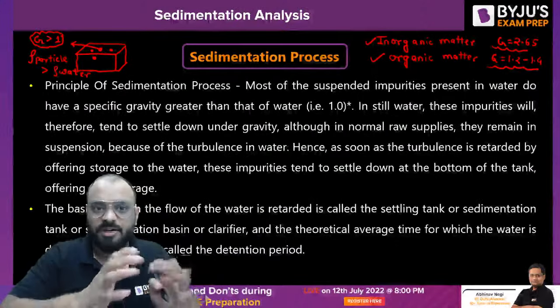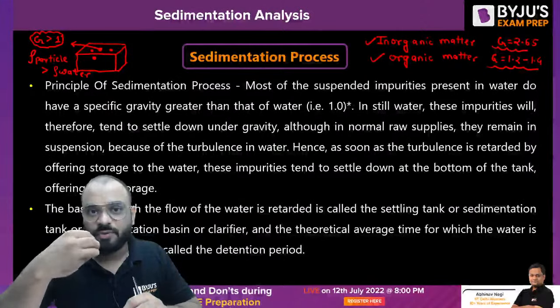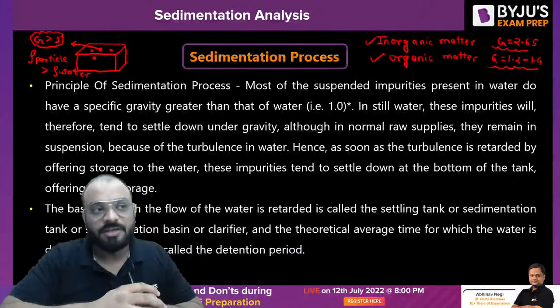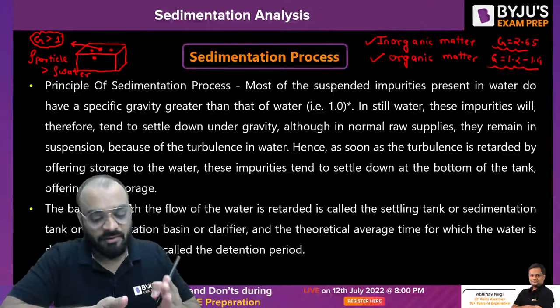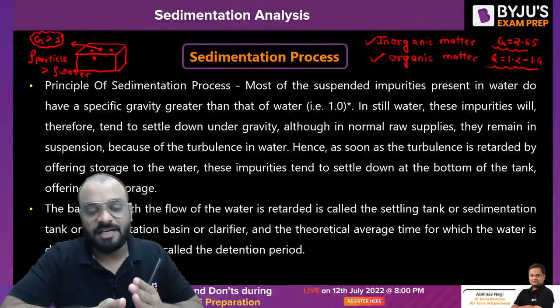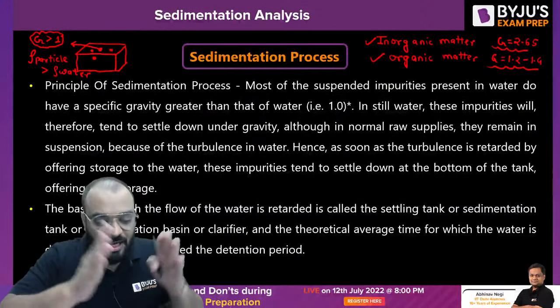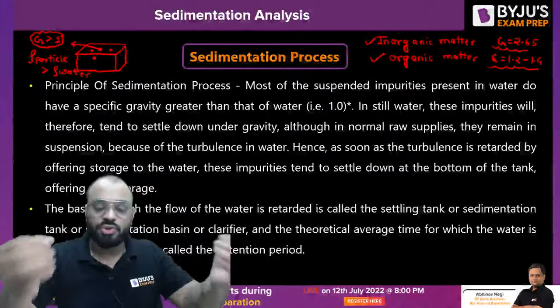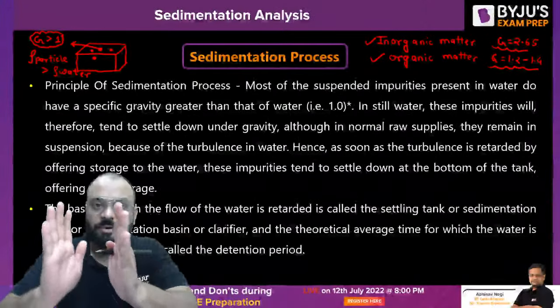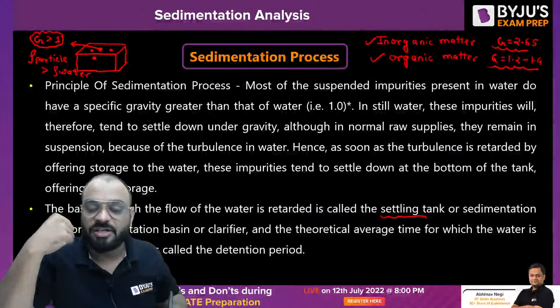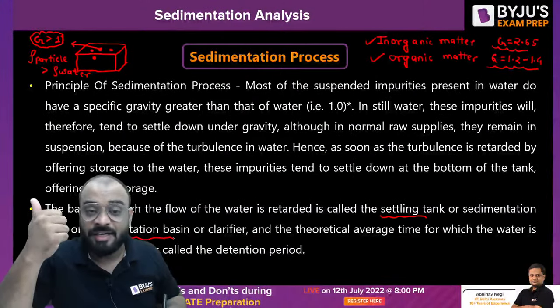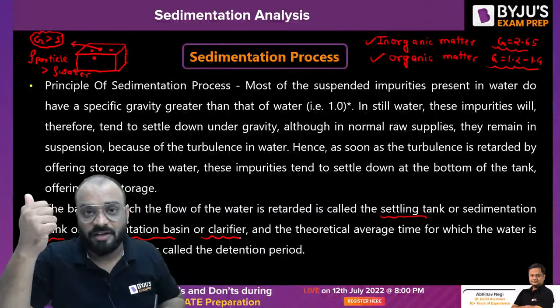In river water, we know that the sediments are flowing with the water itself. But our task is to remove that particular particle in our water treatment plant by using a sedimentation tank. So the chamber or the tank which you are using to settle down these types of particles is known as a settling tank, or sedimentation tank, or sedimentation basin, or clarifier.